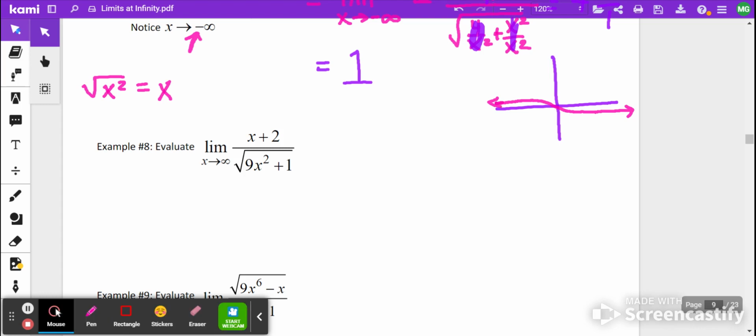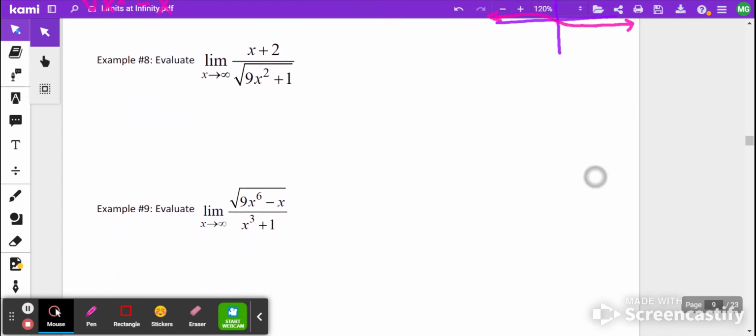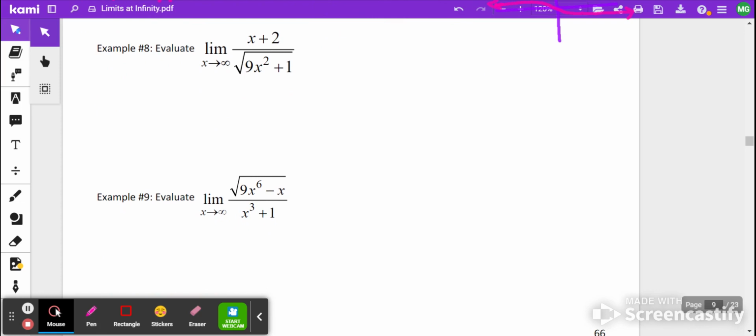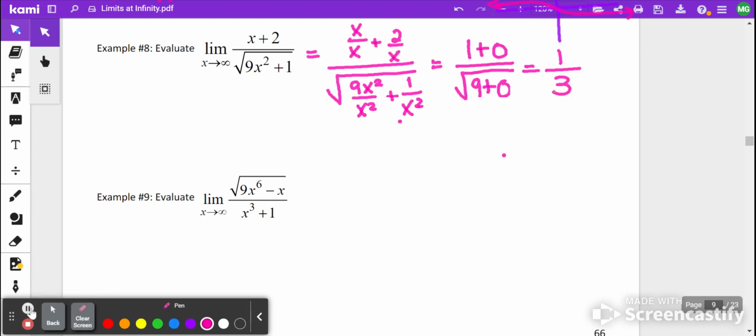Okay, so the next example, very much the same. You go ahead and pause the video, do that problem. Let's see if we get the same answer. So pause the video. Okay, how did you do? Hopefully you got the same answer I did, which is 1/3.